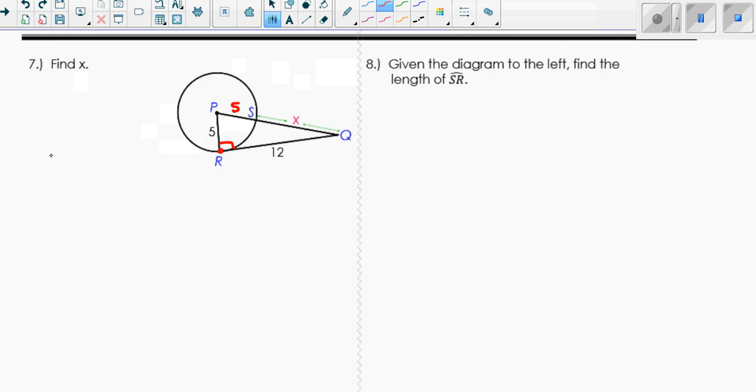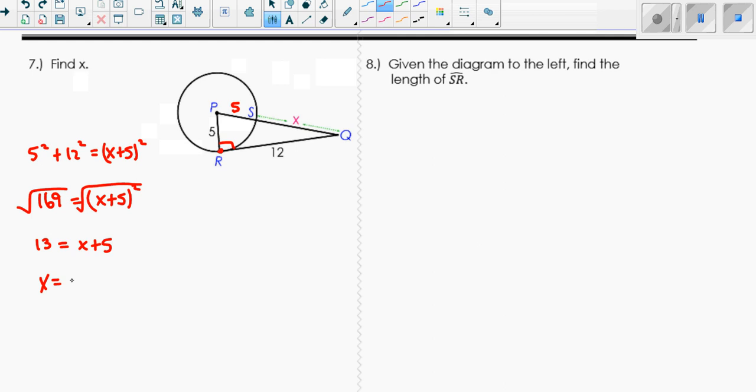So if I look at my triangle, I can say leg squared plus my other leg squared equals my hypotenuse, which is x plus 5 squared. 5 squared plus 12 squared is 169, which equals x plus 5 squared. Take the square root, this is 13, which equals x plus 5. Subtract 5, and I get 8.